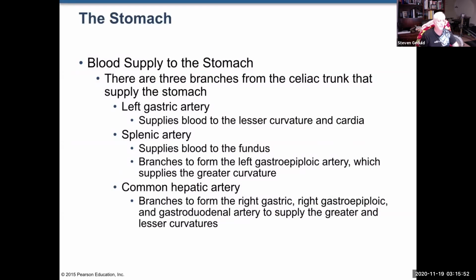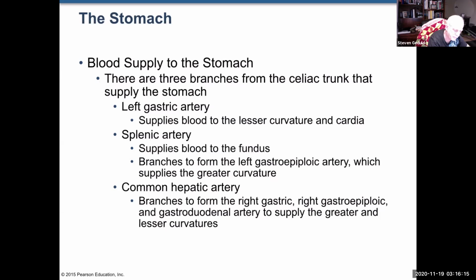Blood supply to the stomach. There's three branches from the celiac trunk that supply the stomach. There's the left gastric artery, which supplies blood to the lesser curvature and the cardia. Remember, the fundus is the top part, the cardia is below that. The cardia is where the esophagus enters the stomach.